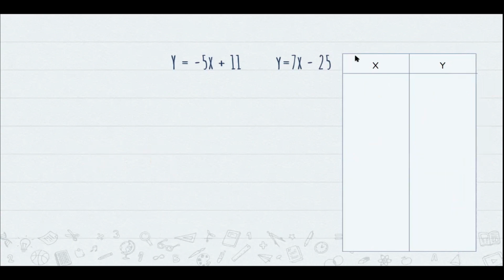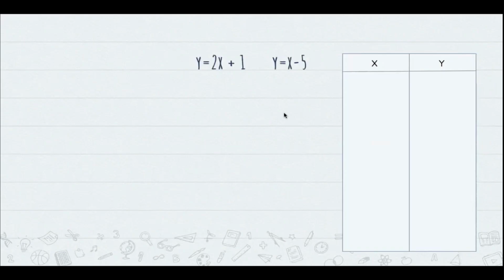So the coordinate would be positive 3 comma negative 4 as the y value. Moving on to the next page. So it's really the same thing.